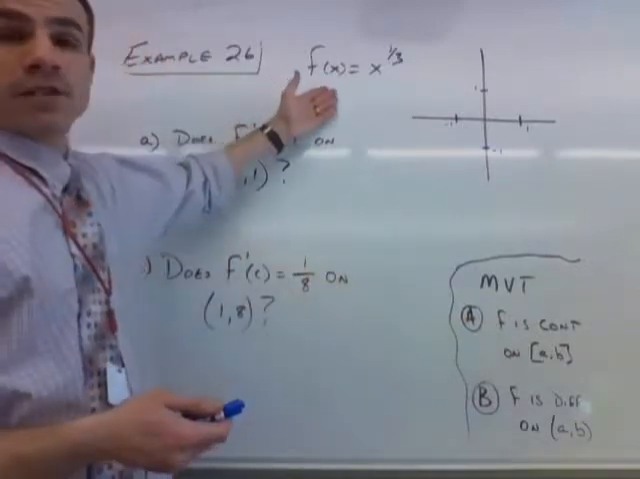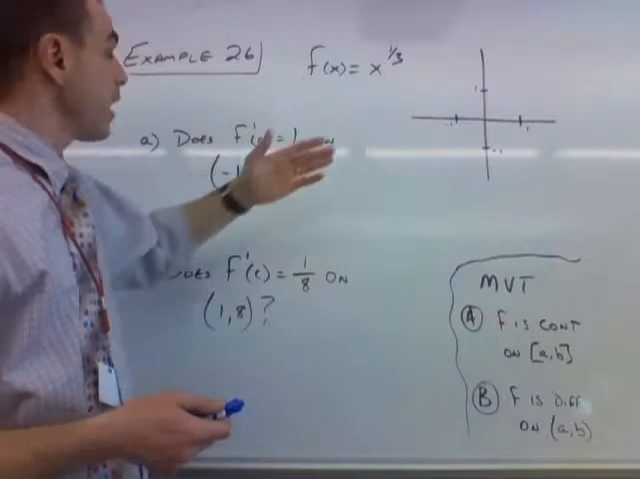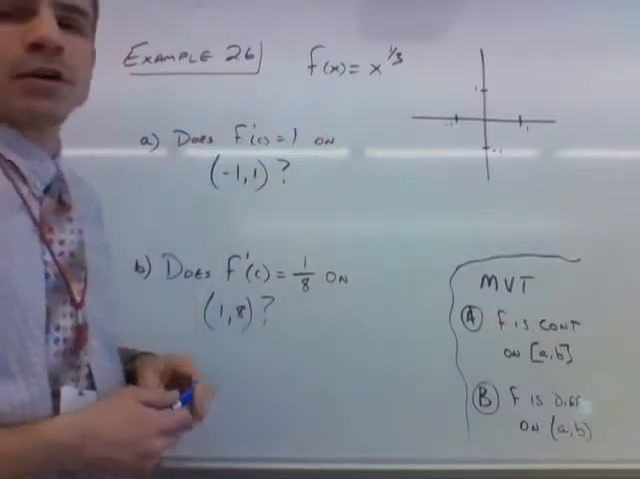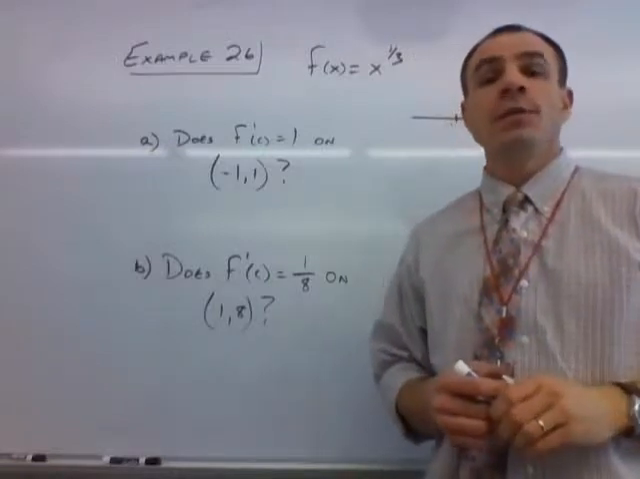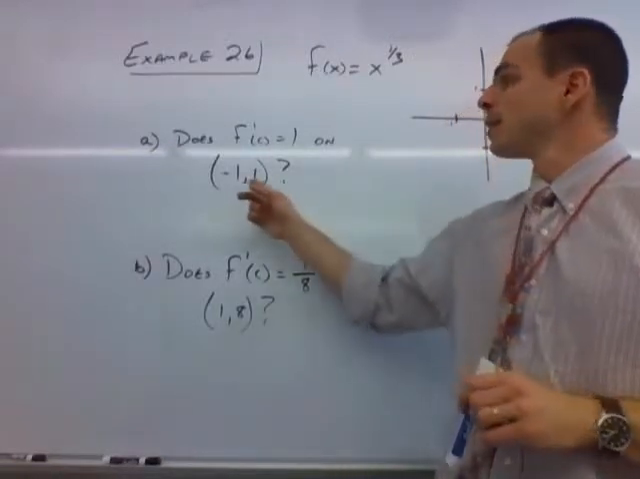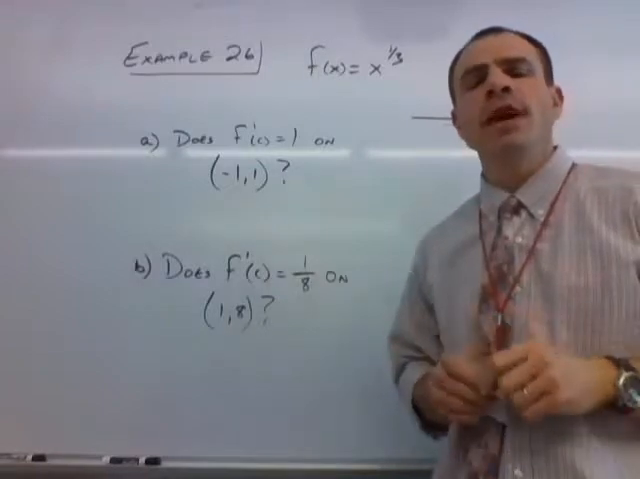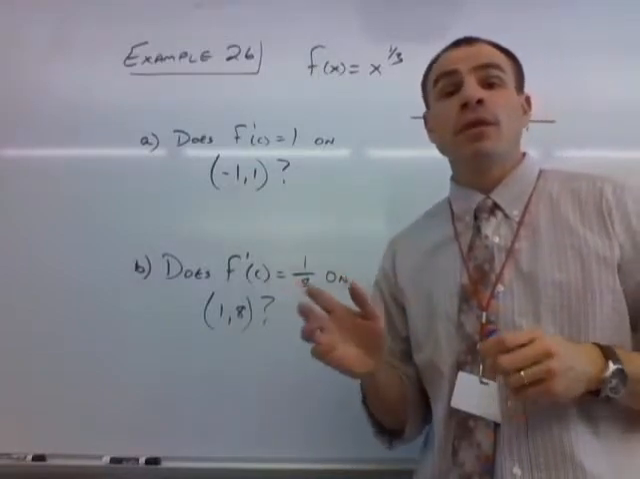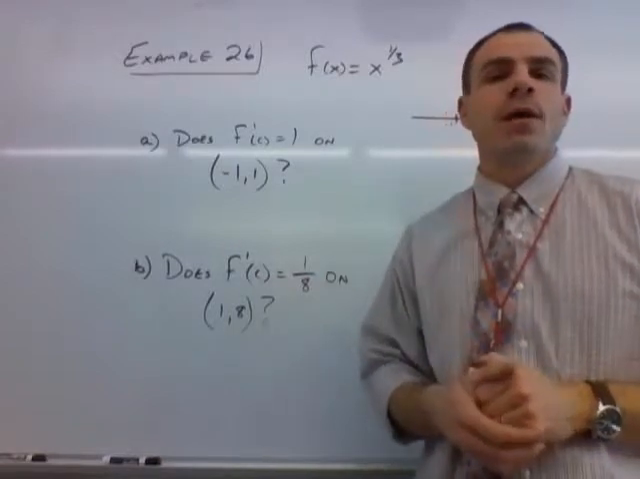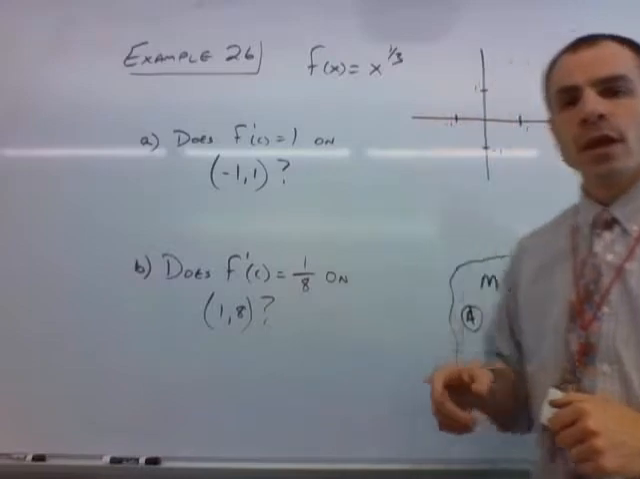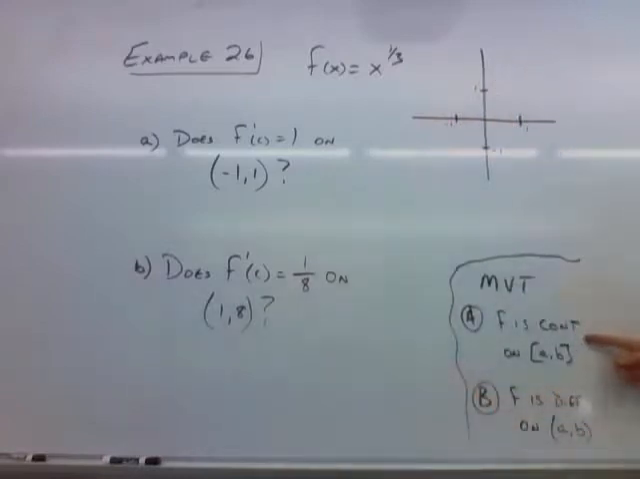We're told that f of x is equal to x to the 1/3, and we're asked, does the mean value theorem guarantee that the derivative is going to be equal to 1 on the interval from -1 to 1? Well, the mean value theorem says that the derivative will be equal to the average rate of change, something we learned way back in September, as long as two things are true. The first is that the function is continuous on the closed interval from a to b, and the second is that the function is differentiable on the open interval from a to b.